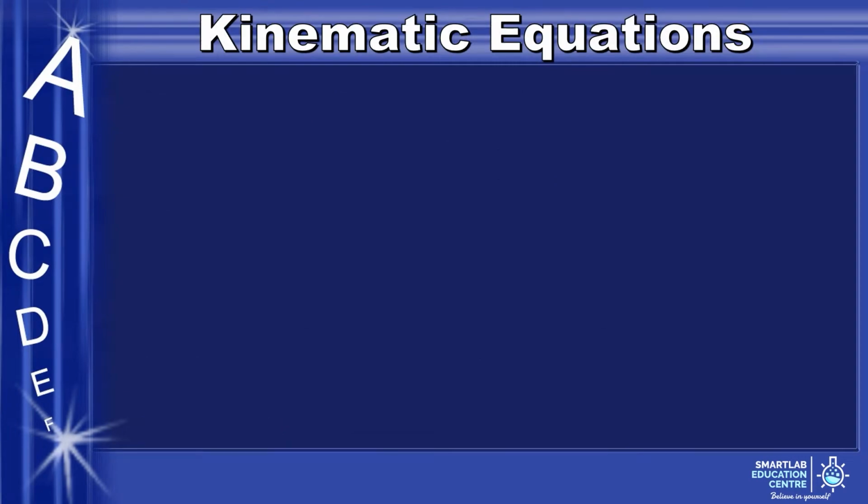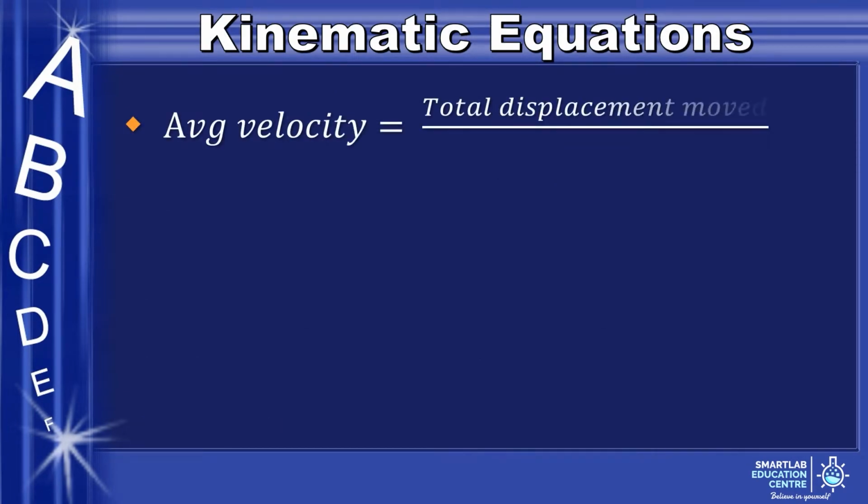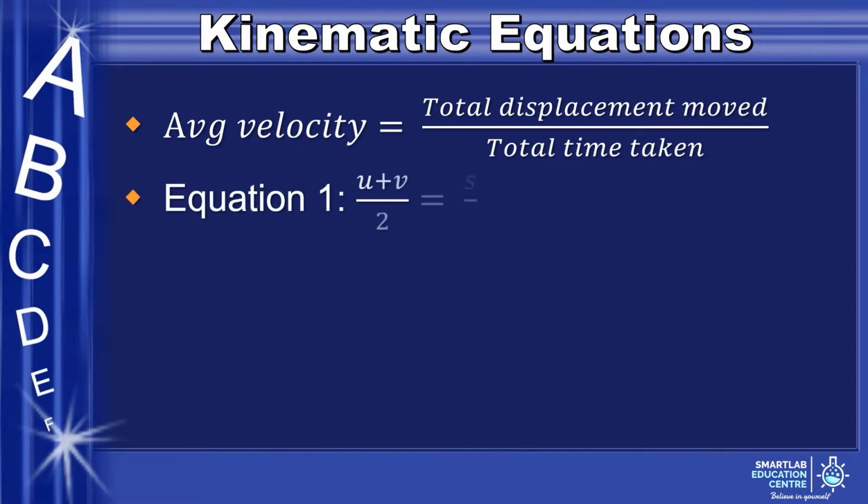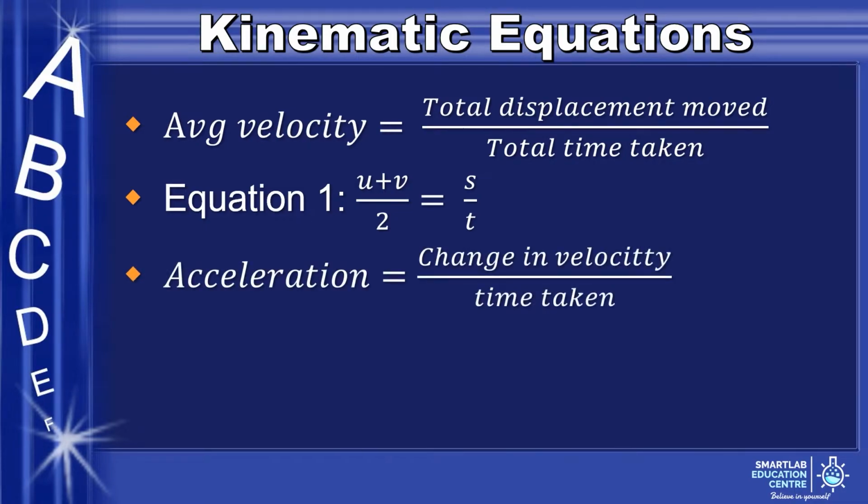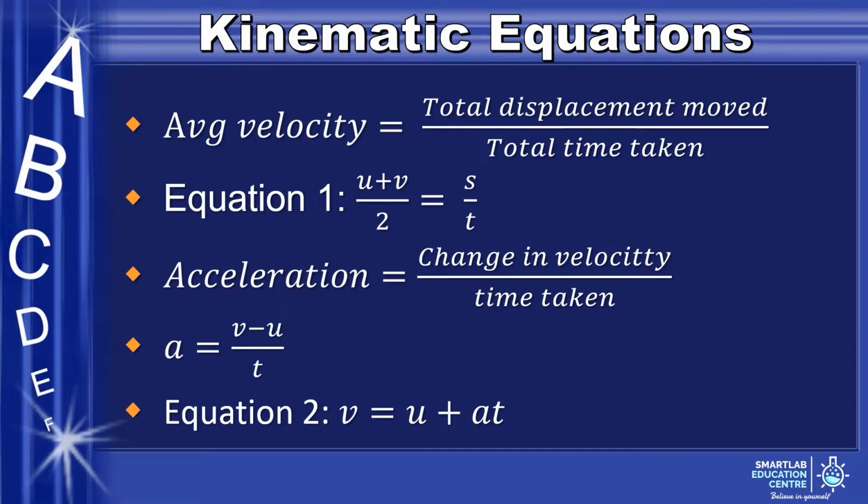Let us focus on kinematic equations. Recall that average velocity is denoted as total displacement over total time. This is how we represent it as symbols. We have also learnt that acceleration is the change in velocity over time taken. It can be represented as the following equation. This can be further converted into v equals u plus at.